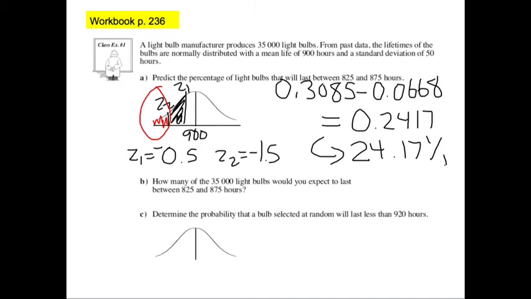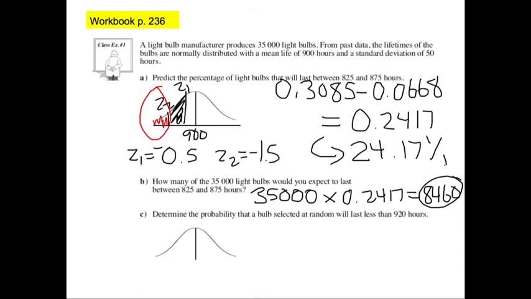So the question is how many of the 35,000 light bulbs would you expect to last between 825 and 875 hours? Well, in that case, you're going to multiply 35,000 by the probability, which is 0.2417, which is going to give you approximately 8,460 bulbs.